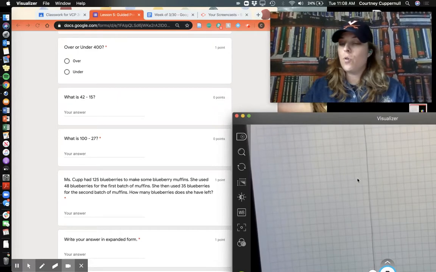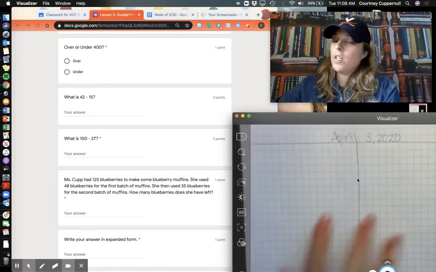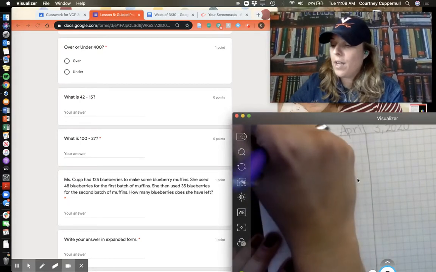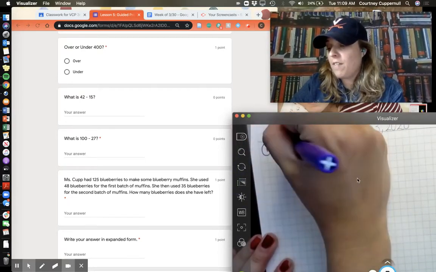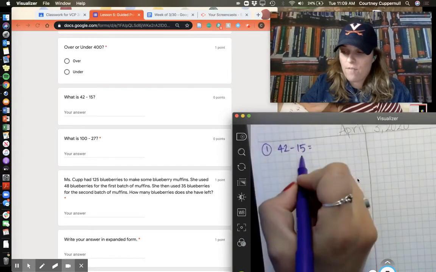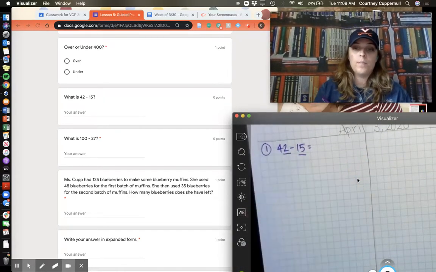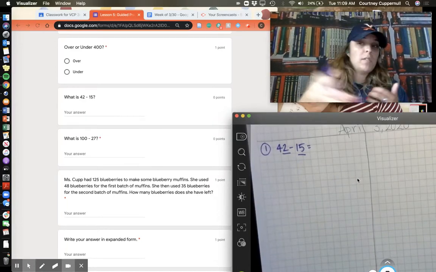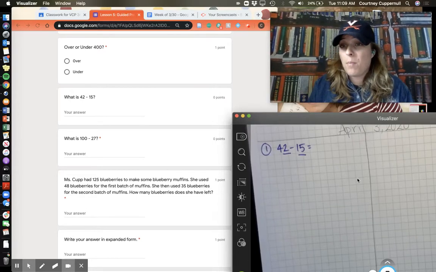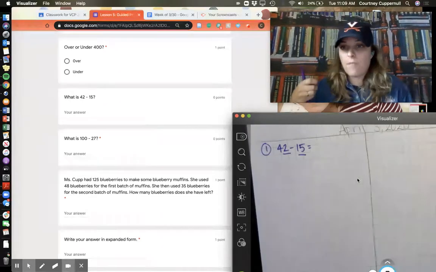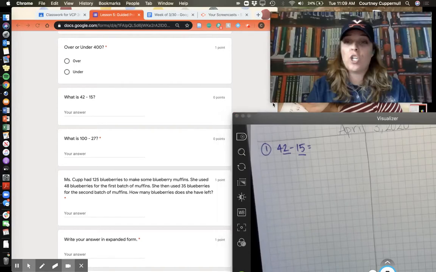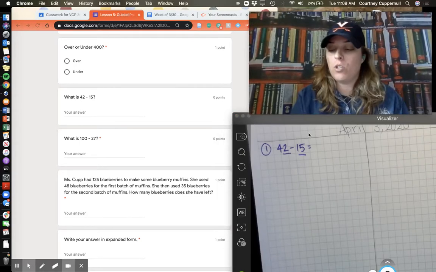So 42 minus 15. The first thing that I notice here, when I have 42 minus 15, if I want to break this apart into my place values, I can't take away 5 ones from 2 ones, right? I wouldn't have enough to take away. So I have to break apart. I have to go to my tens place and steal a 10 from the tens place. I'm not adding or subtracting. I'm really just keeping the same value, but changing some of these units now.